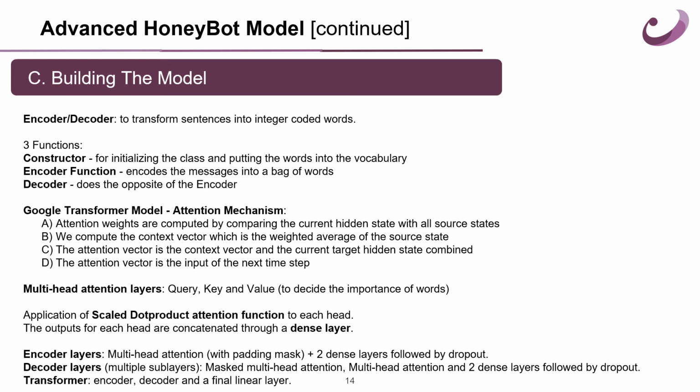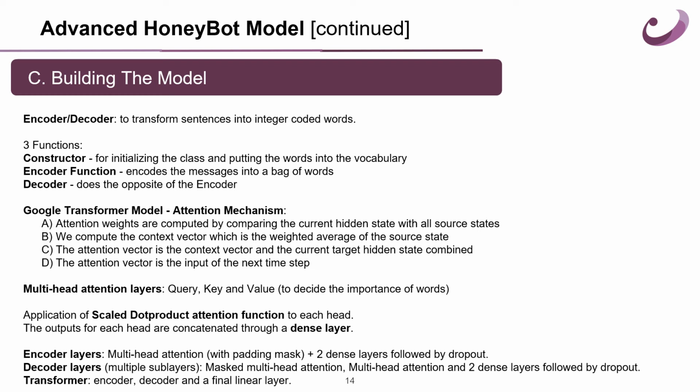After cleaning the strings, it's time to transform these sentences into integer coded words. An encoder decoder was used for that purpose. This class had the vocabulary that contains all the words that have occurred in any message or reply, in addition to 3 functions: the constructor, encode function, and decode. The constructor is for initializing the class and putting the words into the vocabulary. The encoder function encodes the message into a bag of words, and the decoder does the opposite work of the encoder.